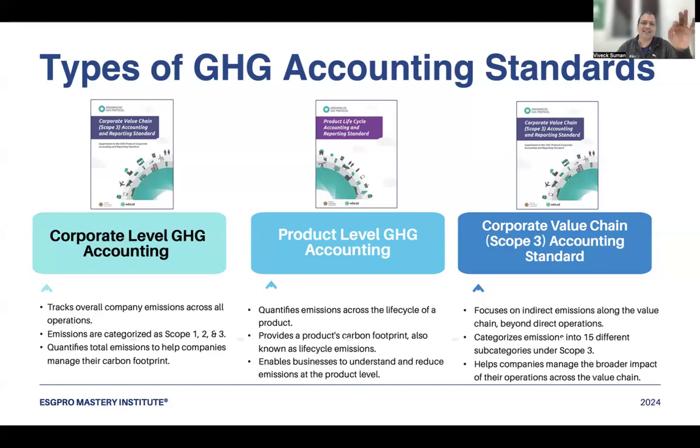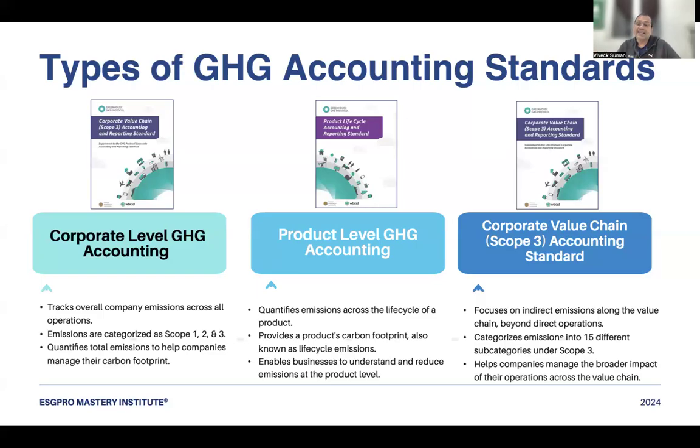There is a corporate-level GHG accounting document which tracks the overall emissions across all operations. That document basically defines what you should calculate when we are inside the manufacturing campus or service campus. It covers emissions here, in the corporate-level GHG accounting document. They categorize emissions into three different parts, which are Scope 1, 2, and 3. How Scope 1, 2, and 3 come into play, we will discuss in the next couple of slides.